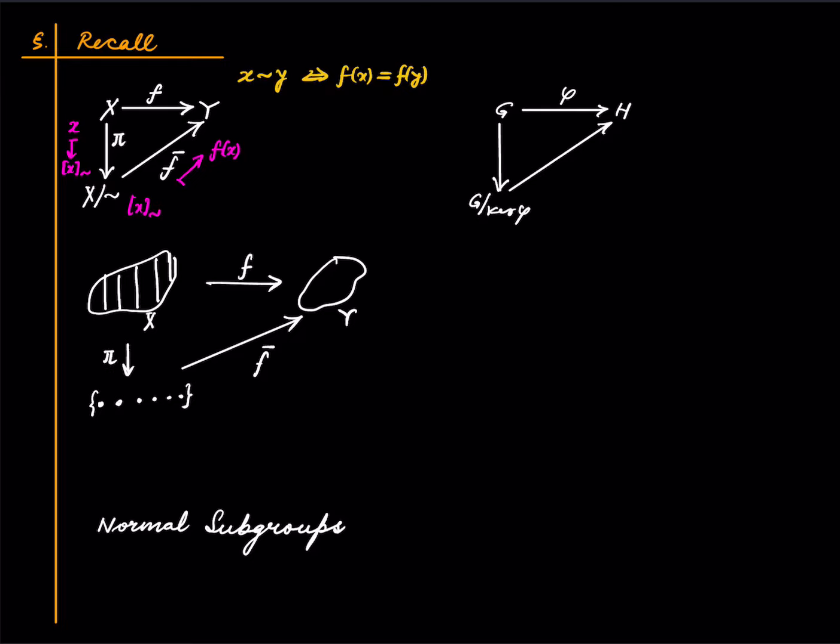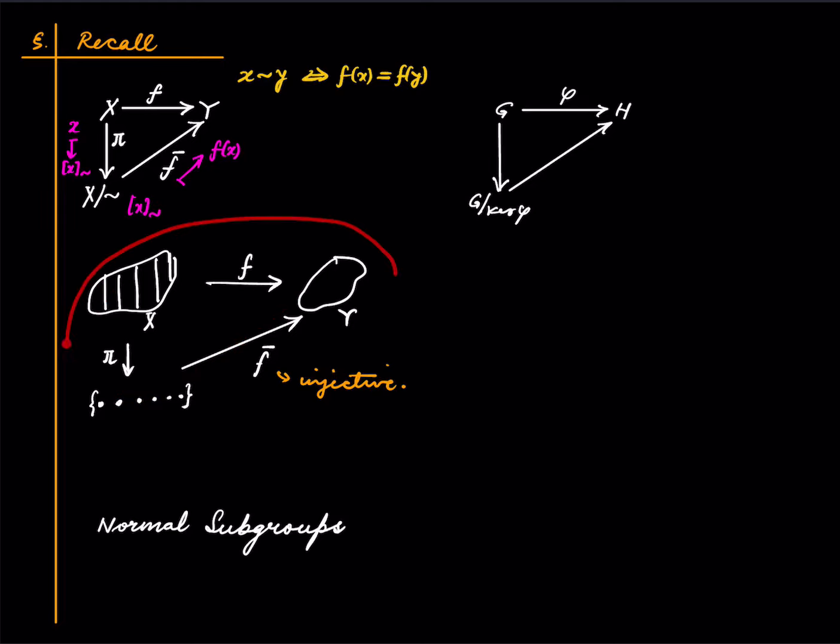Note that this function f bar is injective. I probably did not emphasize this before, but this is an injective function. That is easy to check, because whatever f was identifying, we have already identified, and therefore you can easily prove it formally.